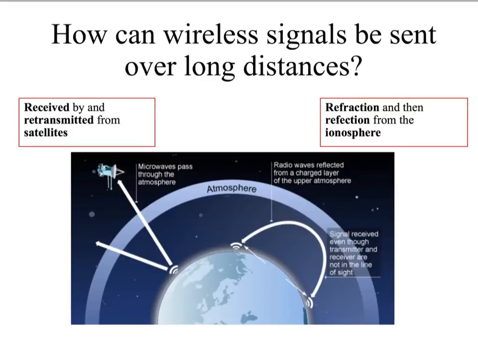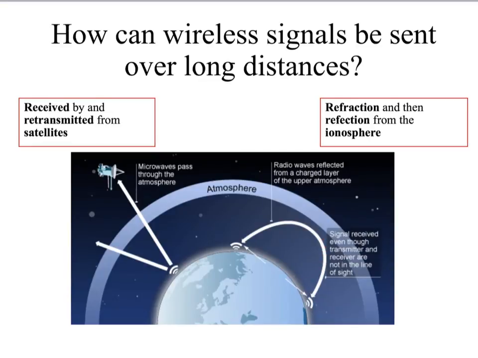Another means of sending wireless signals over long distances is by reflecting them off of the ionosphere. The atmosphere is made up of lots of different layers, and the ionosphere is a layer of charged particles high up in the atmosphere. If you notice, this particular diagram shows the path of the signal as being curved. As the signal is travelling from the transmitter, it's not following a straight line, it's following a curved line. When radio waves change direction like this, it's due to refraction.